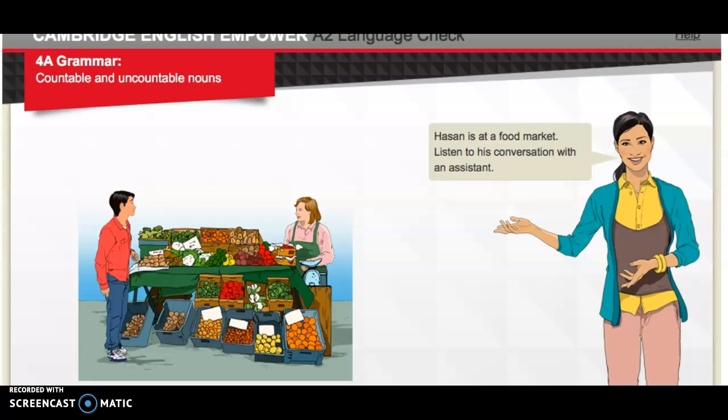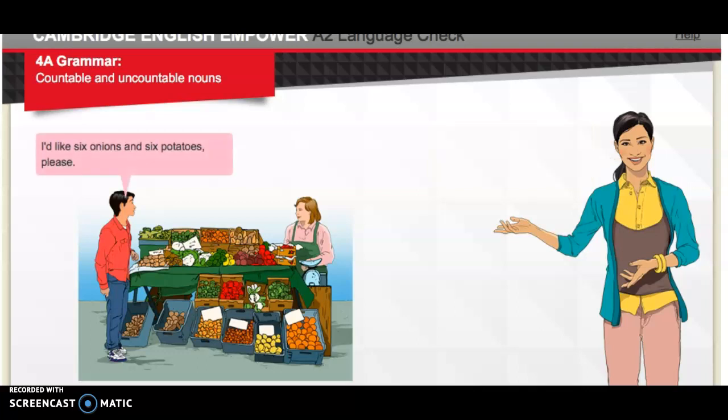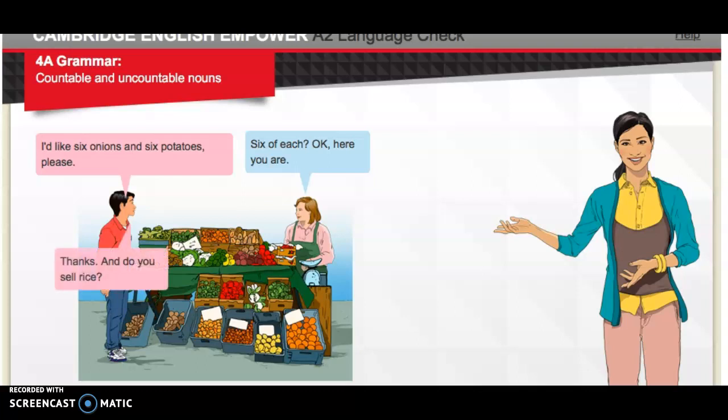Hassan is at a food market. Listen to his conversation with an assistant. I'd like 6 onions and 6 potatoes, please. 6 of each. OK, here you are. Thanks. And do you sell rice? No, but they sell rice and pasta over there.